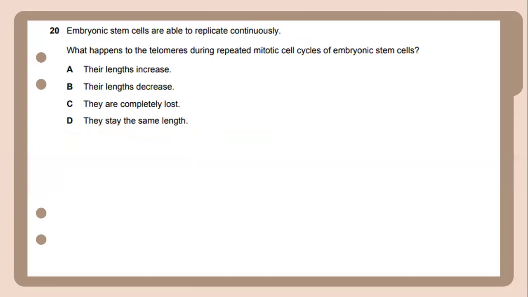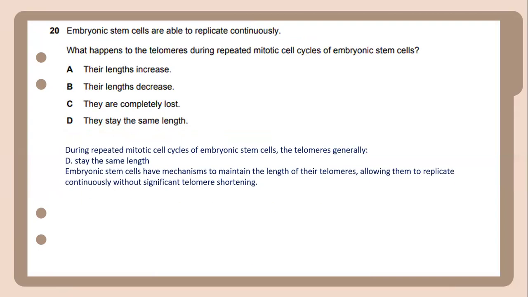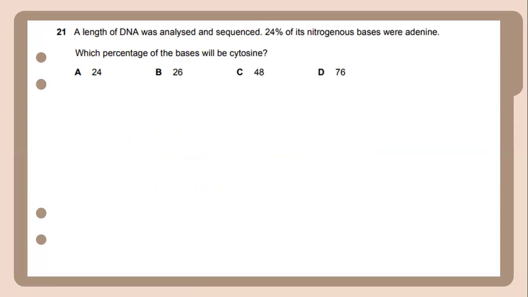Embryonic stem cells are able to replicate continuously. What happens to the telomeres during repeated mitotic cell cycles of embryonic stem cells? During repeated mitotic cell cycles of embryonic stem cells, the telomeres generally stay the same length. Embryonic stem cells have a mechanism to maintain the length of the telomeres, which allows them to replicate continuously without significant telomere shortening.